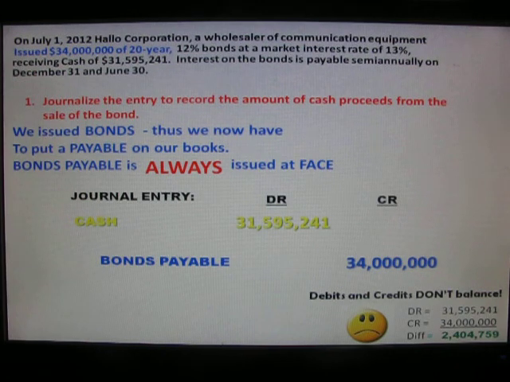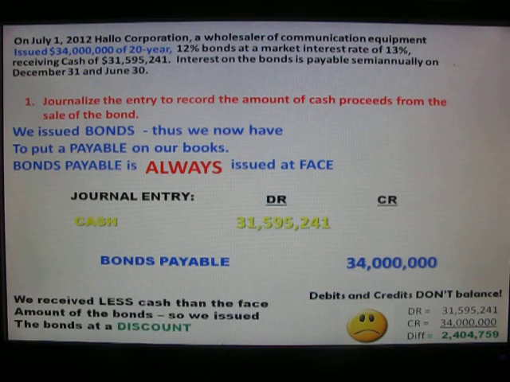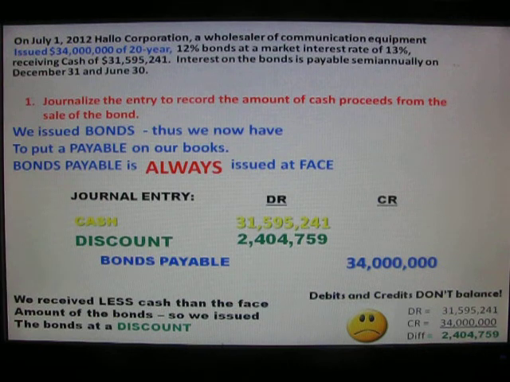What are we out by? We're out by $2,404,759. Think about it. We received less cash than the face amount of the bonds. We only received $31 million when the bonds had a face value of $34. So we had to reduce the price of our bonds or discount it. So that's when you record a discount. A discount is simply the difference in the purchase price and the face amount of the bonds. So we've got our journal entry. Yay! That wasn't so bad.